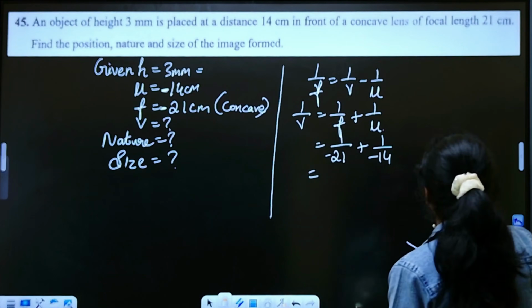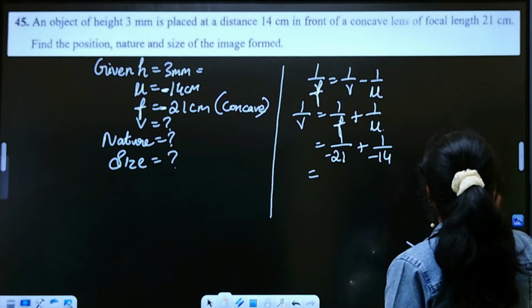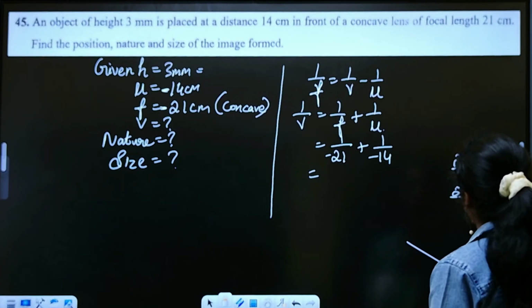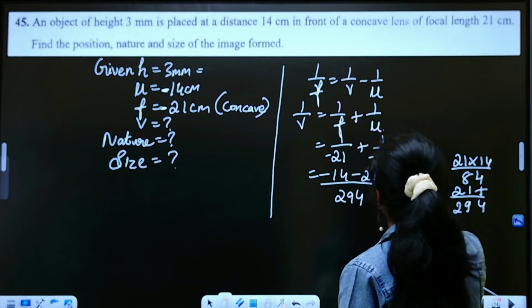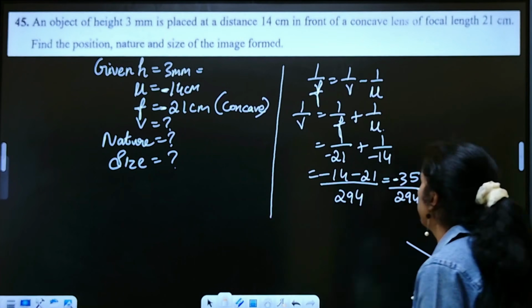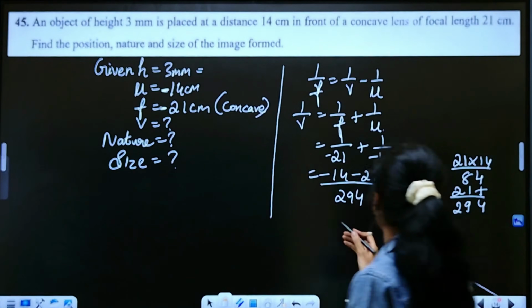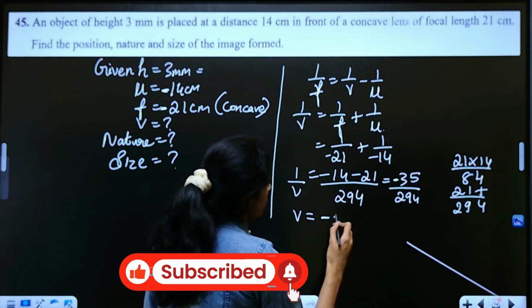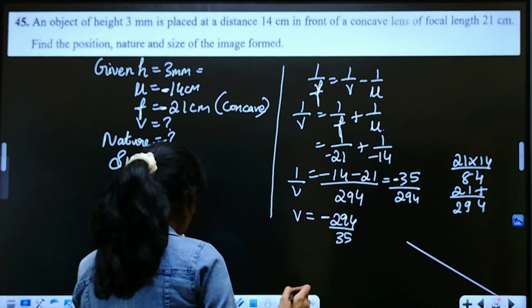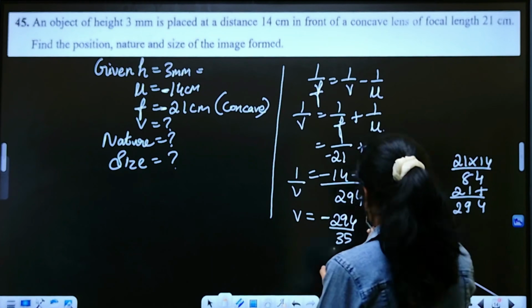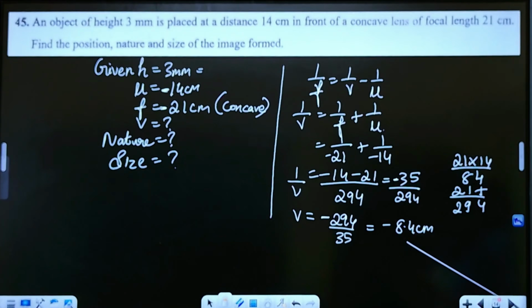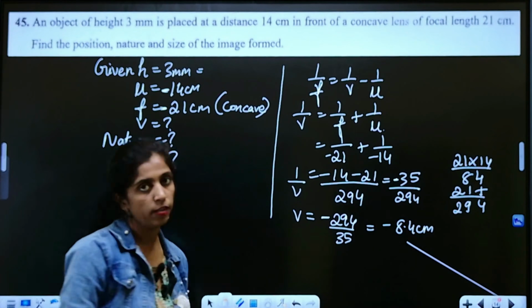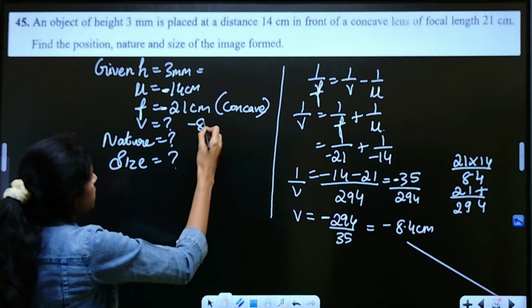So directly you take 21 into 14, how much will you get? 294. So minus 14 minus 21, you get minus 35 by 294. So 1 by v is minus 35 by 294, whereas v is given by minus 294 by 35. So you will get the v value as minus 8.4 centimeter. Just calculate once, 294 divided by 35, yes, minus 8.4 centimeter. So this is the position of the image formed. We found here minus 8.4 centimeter.